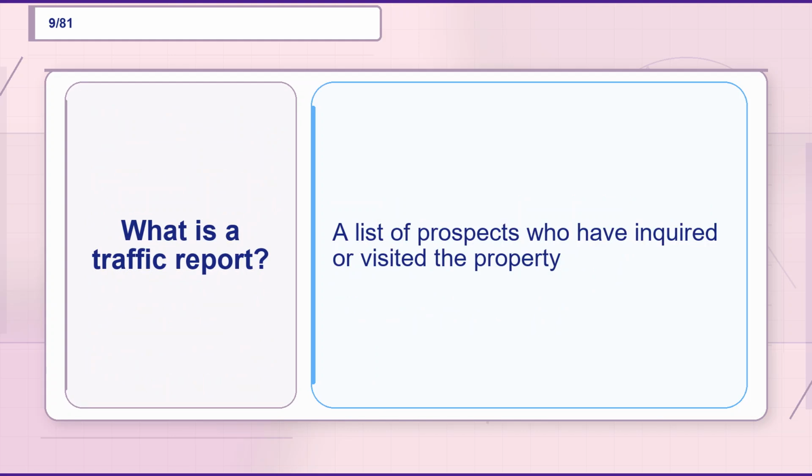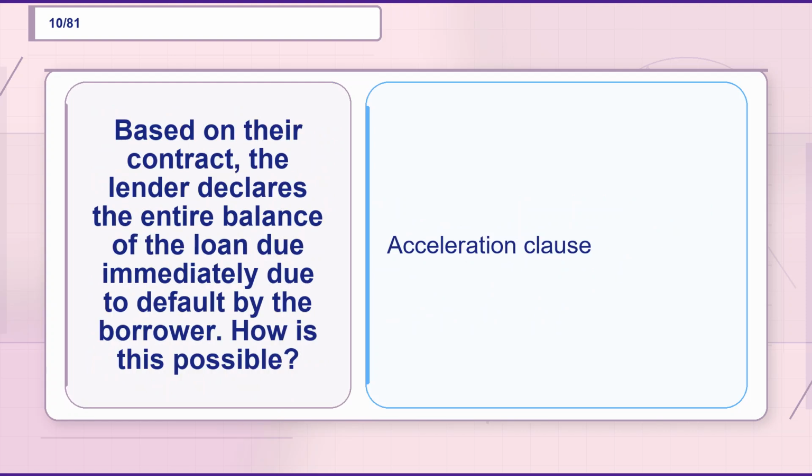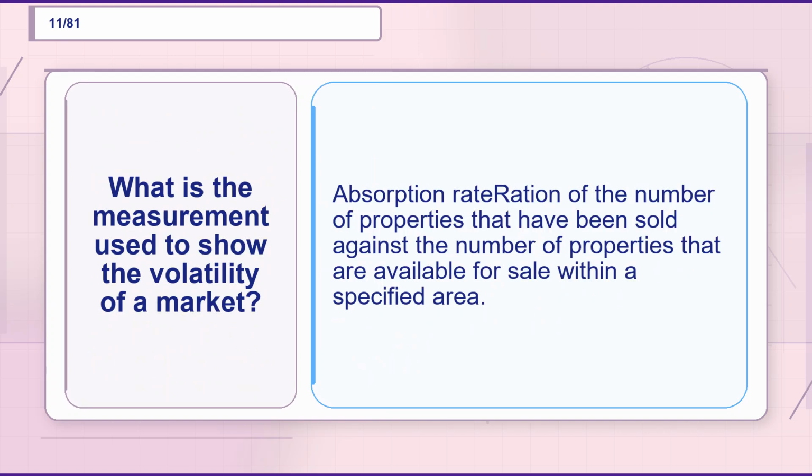Definition. A list of prospects who have inquired or visited the property. Flashcard 10. Term. Based on their contract, the lender declares the entire balance of the loan due immediately due to default by the borrower. How is this possible? Definition. Acceleration clause.